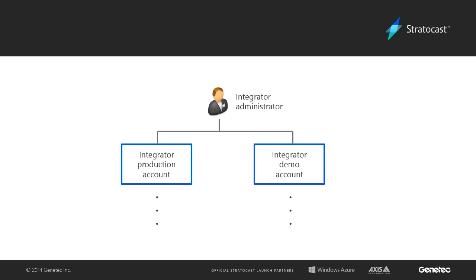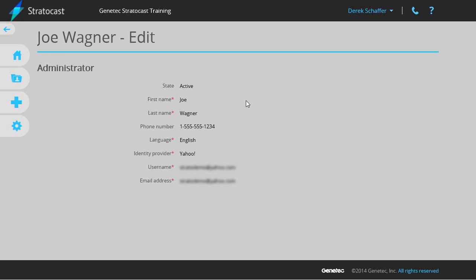We can also use a multi-account username to handle both the integrator's production and demo accounts. In this case, we would use the same email address as the username for the integrator administrator in both. When we're using a multi-account username, only the user information that was originally entered will be considered when assigning the username to other accounts.